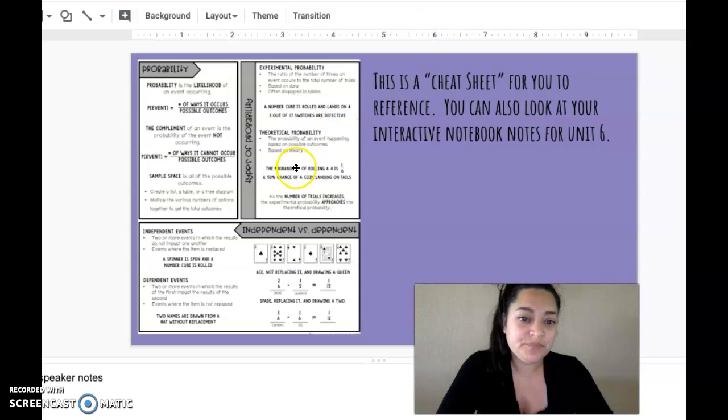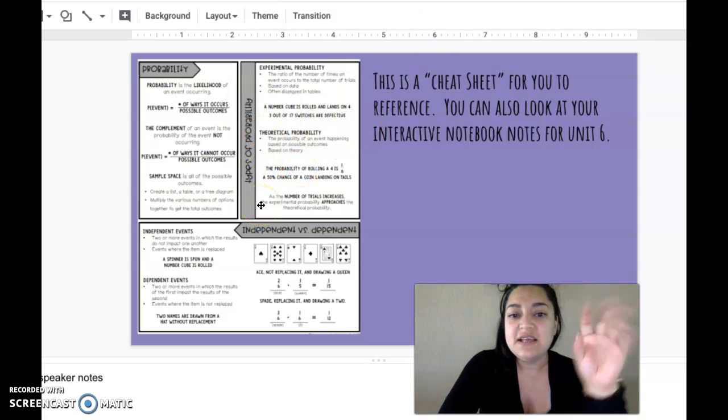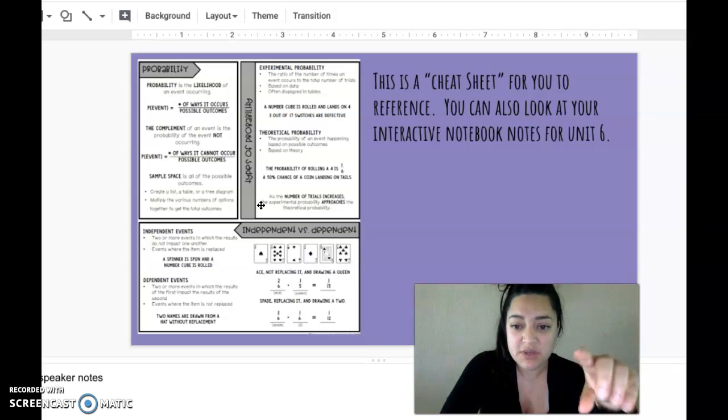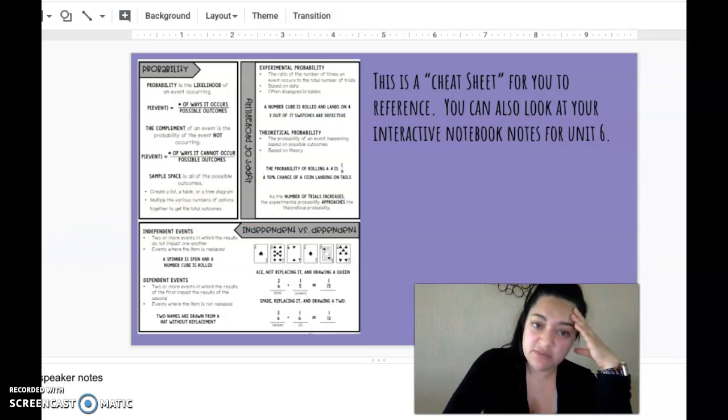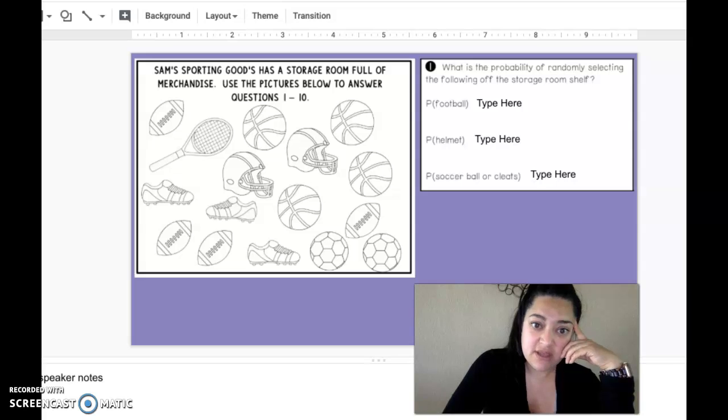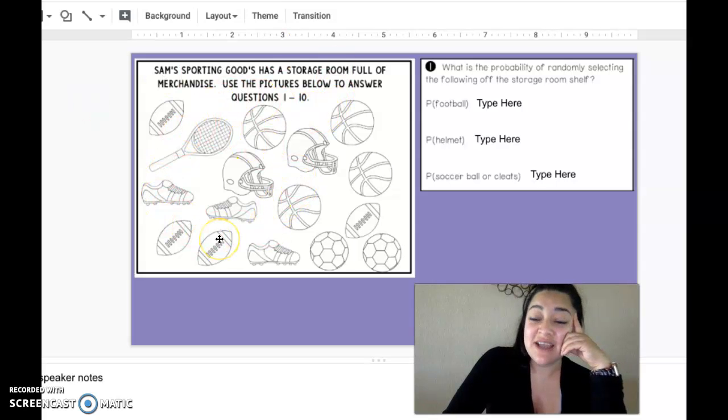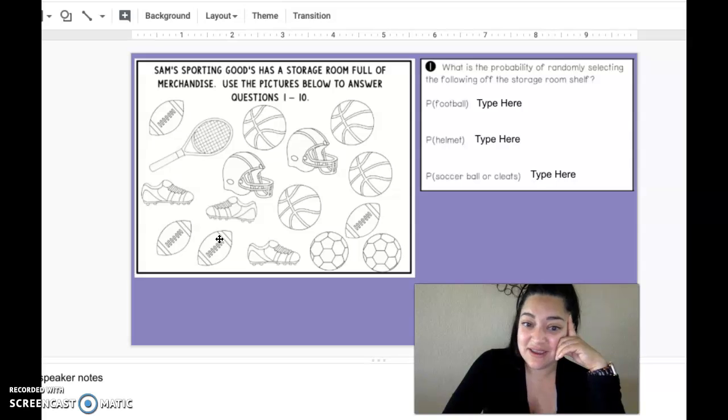So here's a little cheat sheet. It has everything that we learned about probability, everything that you need to complete this assignment. I will also put this in Google Classroom for you. Here's an example of the problems that you're going to be looking at. We have an assortment of items, and actually I think we did this assignment in class, guys.